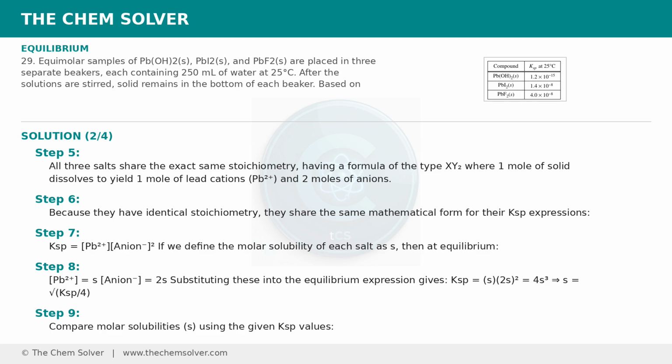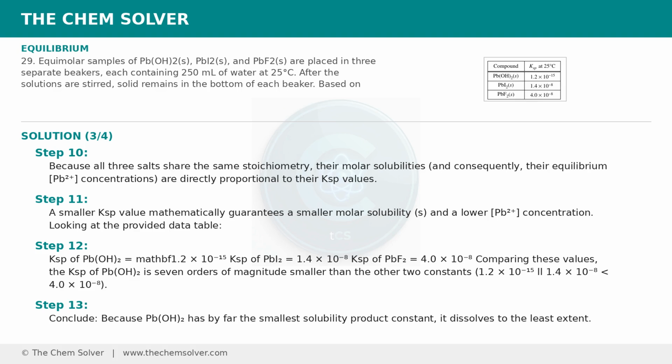Compare molar solubilities using the given Ksp values. Because all three salts share the same stoichiometry, their molar solubilities, and consequently their equilibrium Pb^2+ concentrations, are directly proportional to their Ksp values. A smaller Ksp value mathematically guarantees a smaller molar solubility and a lower Pb^2+ concentration.